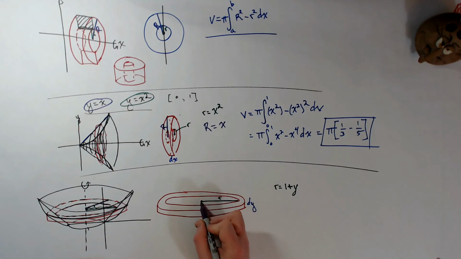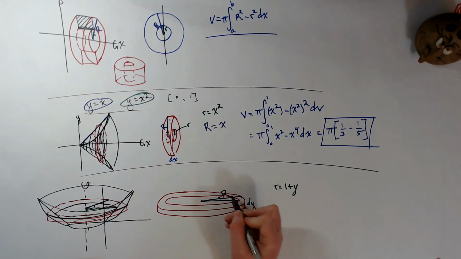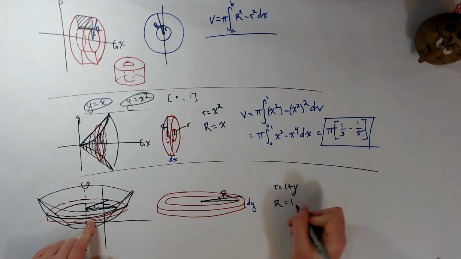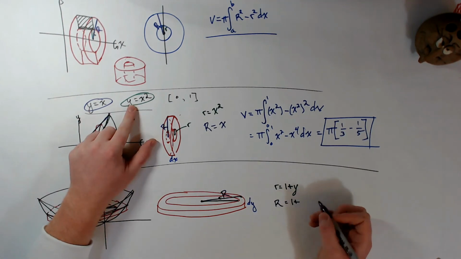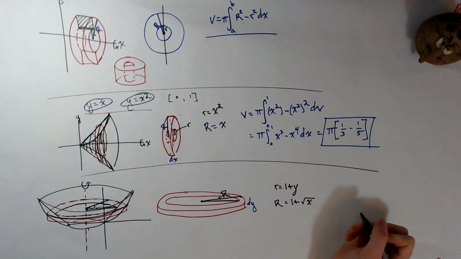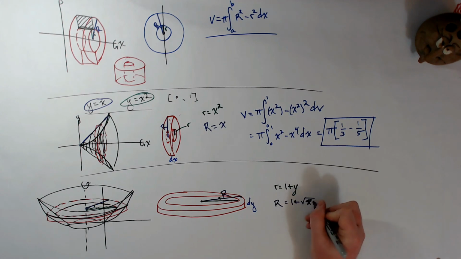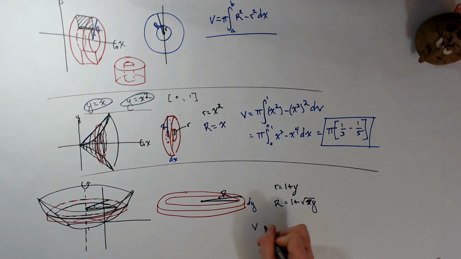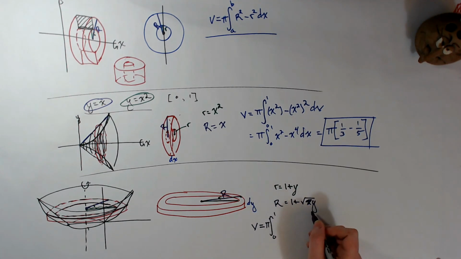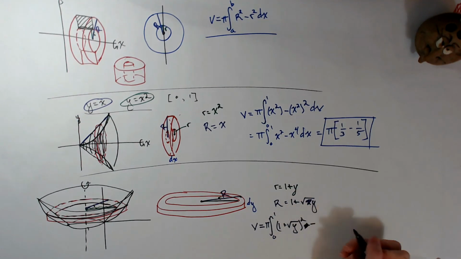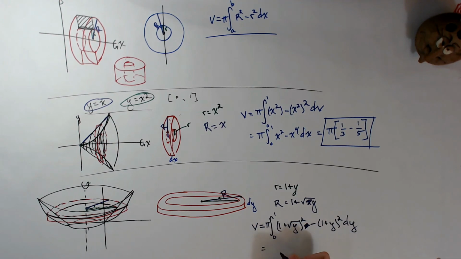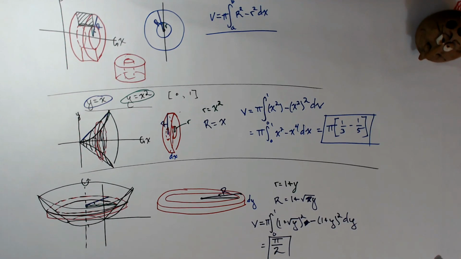And large r is going to be the distance from the axis of rotation to the outermost edge of that ring, which in this case is going to be 1, that gets me back to the y-axis, plus the square root of y, which is the x coordinate of the outer curve of the original region. So plugging this into my formula, volume equals pi times the integral from 0 to 1 of large r squared minus small r squared. We get something like pi over 2.